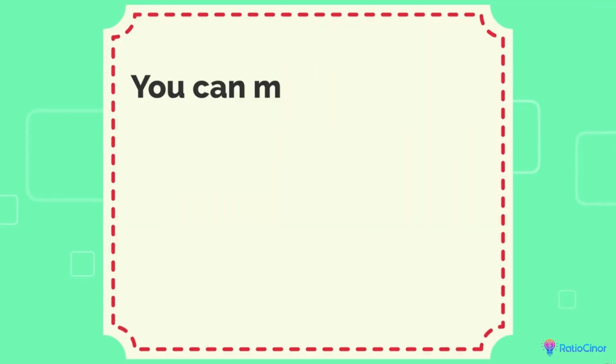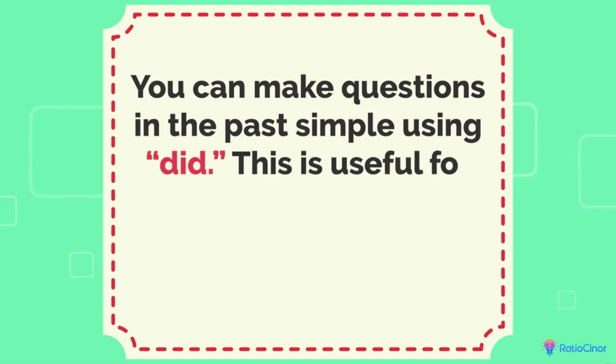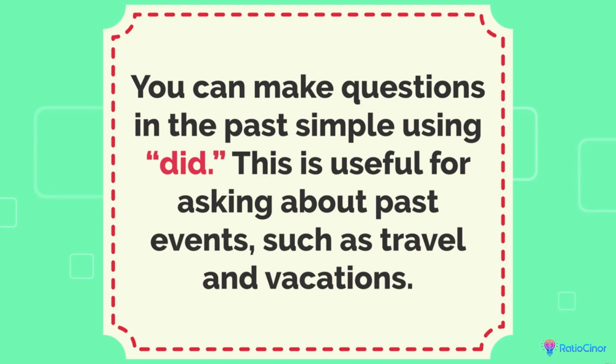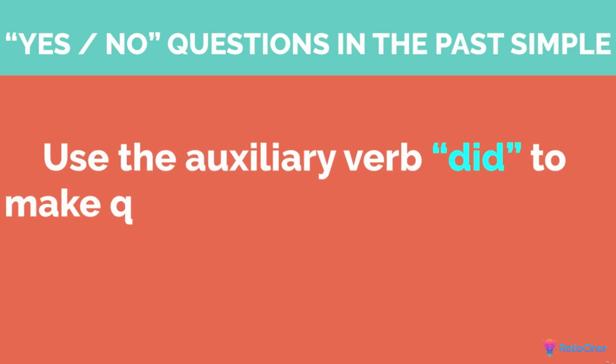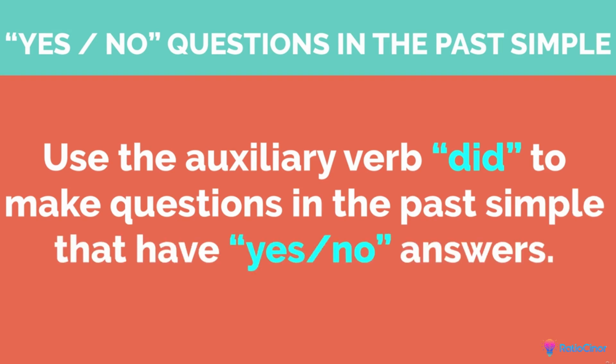Asking about the past. You can make questions in the past simple using did. This is useful for asking about past events, such as travel and vacations. Yes, no questions in the past simple. Use the auxiliary verb did to make questions in the past simple that have yes or no answers.